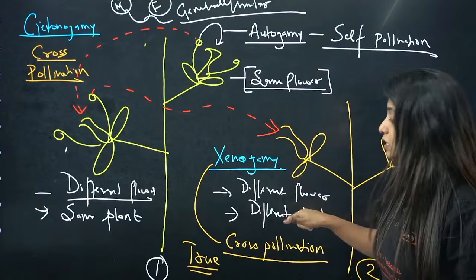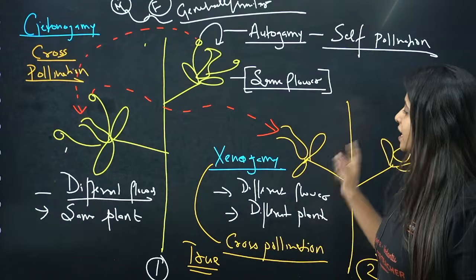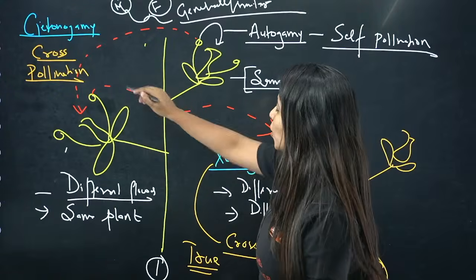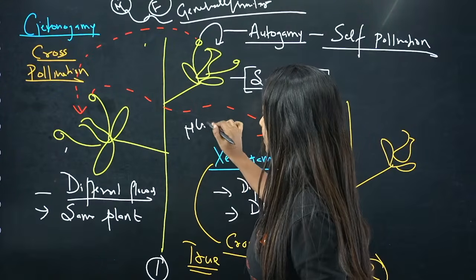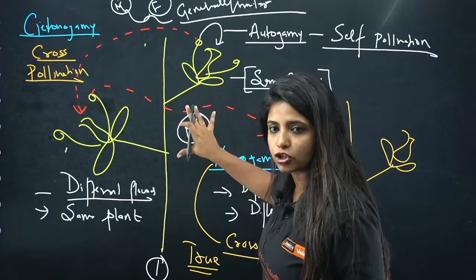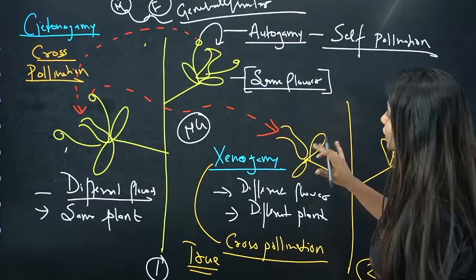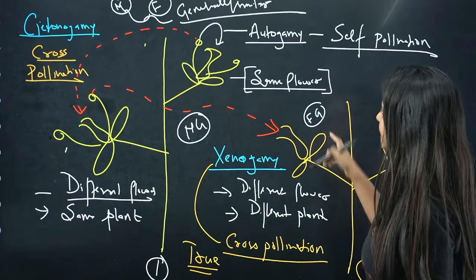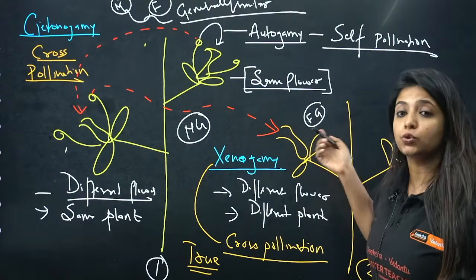But then this is true cross-pollination. The reason being that here two separate parents are there. From here I get the pollen, and the pollen contains what? The male gamete. This has one genetic structure or genetic nature. What about this particular plant? This plant is having the female part. That means it has the female gamete. It will be having different genetics because it is a totally different plant.